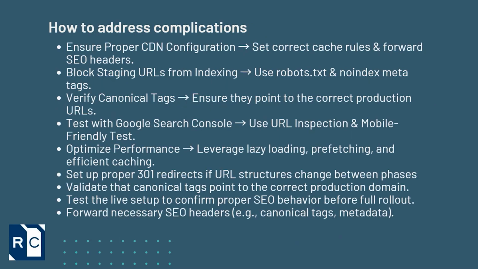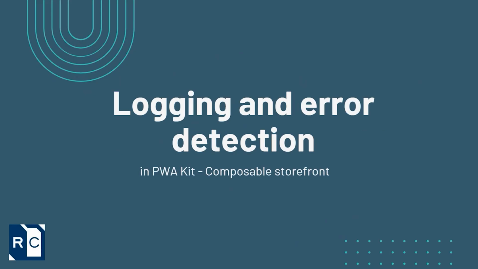So these are some ways that you can actually address those complications. The first thing you can do is set correct cache rules and forward the SEO headers. You can block staging URLs from indexing to make sure that test environments are not indexed. Make sure that all of your canonical tags are working the way that they should. Test continuously. You should be auditing it, and you should be doing this on the live site, not on test environments. So you want to test your SEO on your actual live site. And you want to set up proper redirects and basically follow all of the best practices that are generally used for SEO.